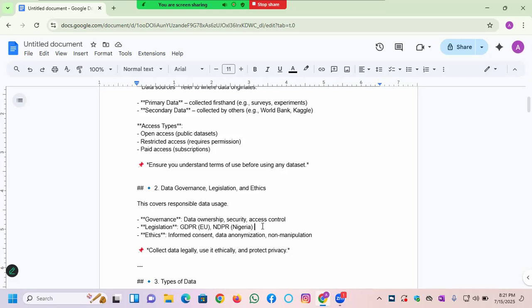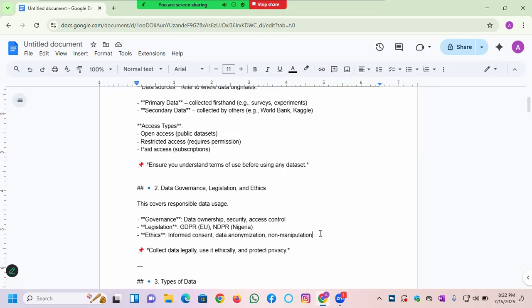We have automotive, self-driving cars these days, and so on and so forth. So there is legislation behind all this. Also ethics: informed consent, data anonymization, non-manipulation. So those are data ethics. So before you use anybody's data or any organization's data, they must be informed. Then there must be anonymity.